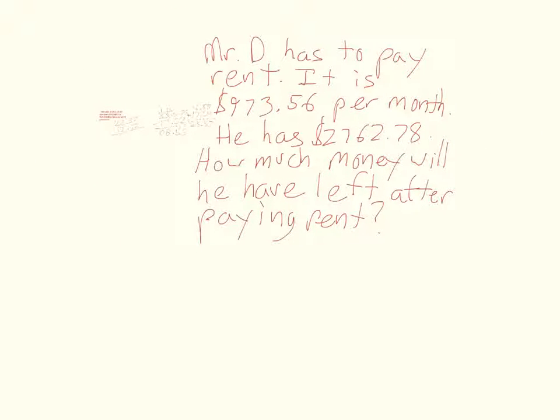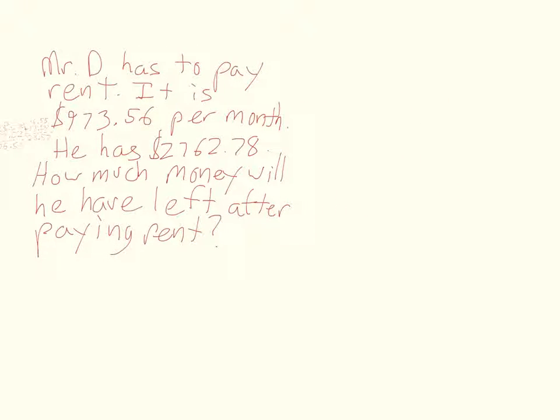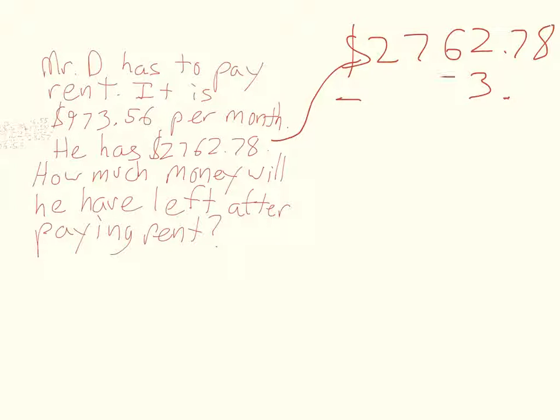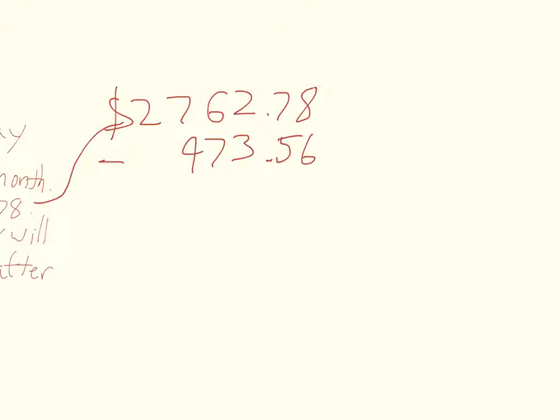Mr. D has to pay rent. It is $973.56 per month. He has $2,762.78. How much money will he have left after paying rent? What I do to set this up is I'm going to set up subtraction. When you set up subtraction, you start with what you have, or the bigger number. So in this case, the bigger number is going to go up here: $2,762.78 minus, now I want to line up the decimal point, so I'm going to start there, and it's 379, because I only go into the hundreds place, and 56 cents, or 56 hundredths. So this is the problem I have to solve.